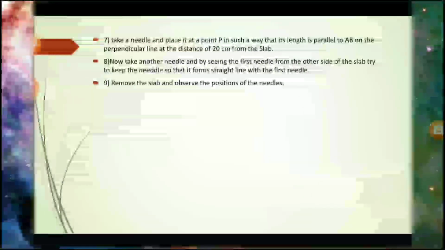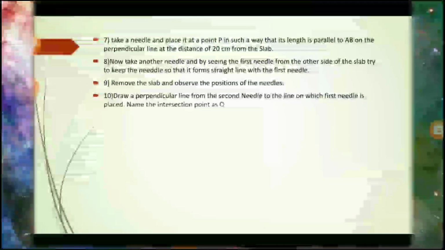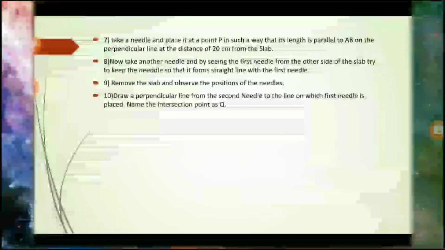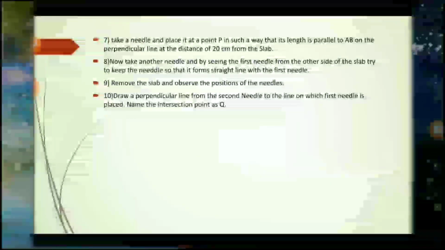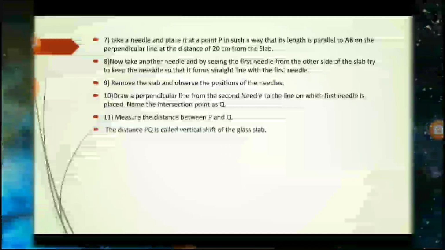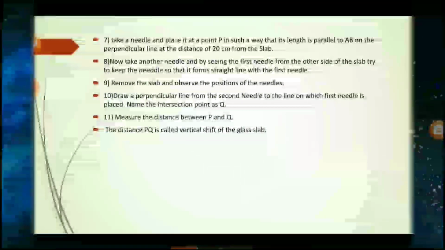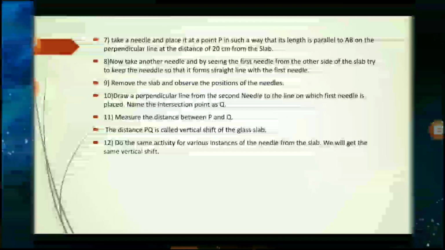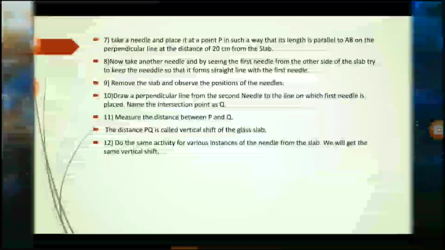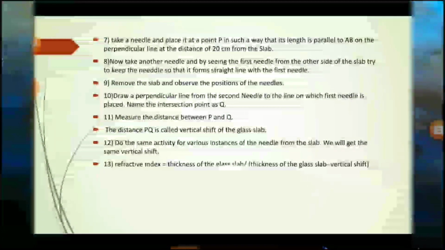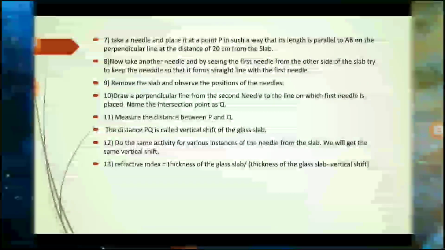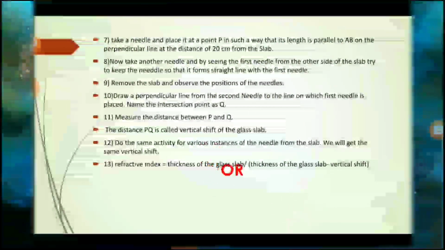Remove the slab and observe the positions of the needles. Draw a perpendicular line from the second needle to the line on which the first needle is placed. Name the intersection point as Q. Measure the distance between P and Q. The distance PQ is called the vertical shift of the glass slab. Do the same activity for various distances of the needle from the slab. We will get the same vertical shift. The refractive index of the glass slab is equal to the thickness of the glass slab divided by the thickness of the glass slab minus the vertical shift.